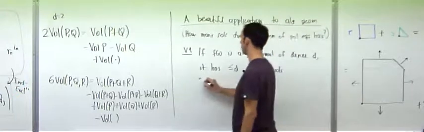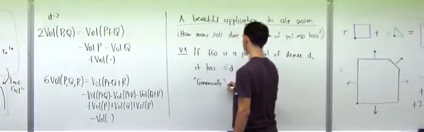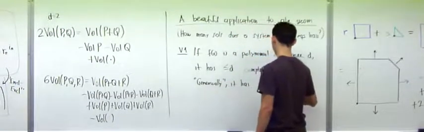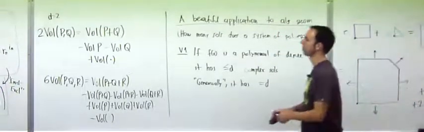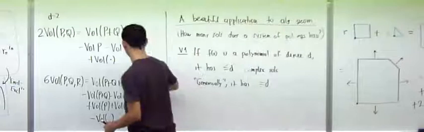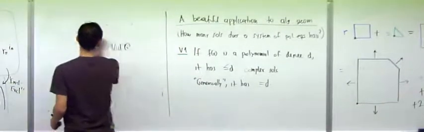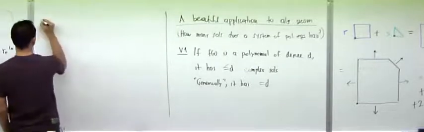So generically, it has exactly d. Okay. So that's the first version. Okay, so let's ask a harder question.